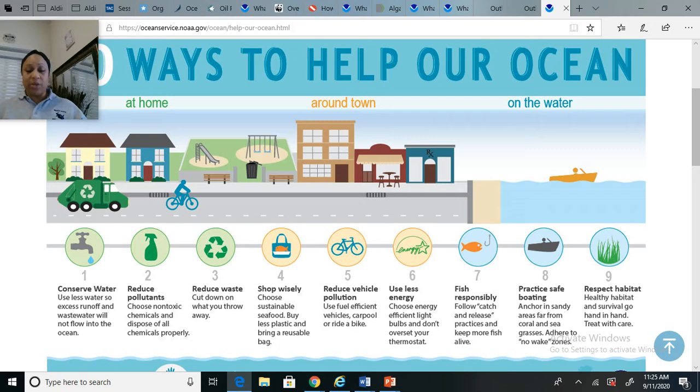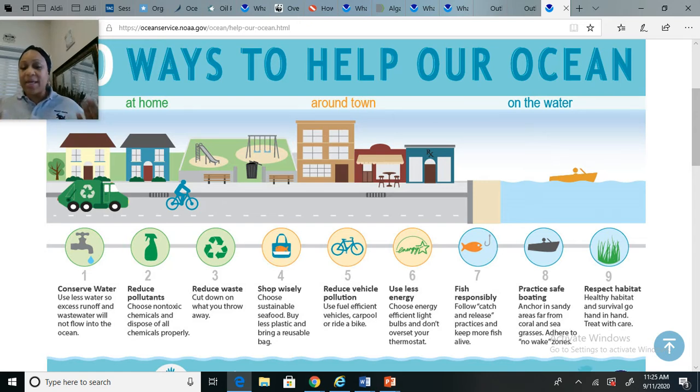Reduce vehicle pollution. Now, this helped during COVID because there was not a lot of people driving around, right? Let's see, use less energy. Choose energy efficient light bulbs and don't overset your thermostat. It says fish responsibly. So overfishing, it's not always responsible. There are laws in place to avoid overfishing, so rules must be followed.